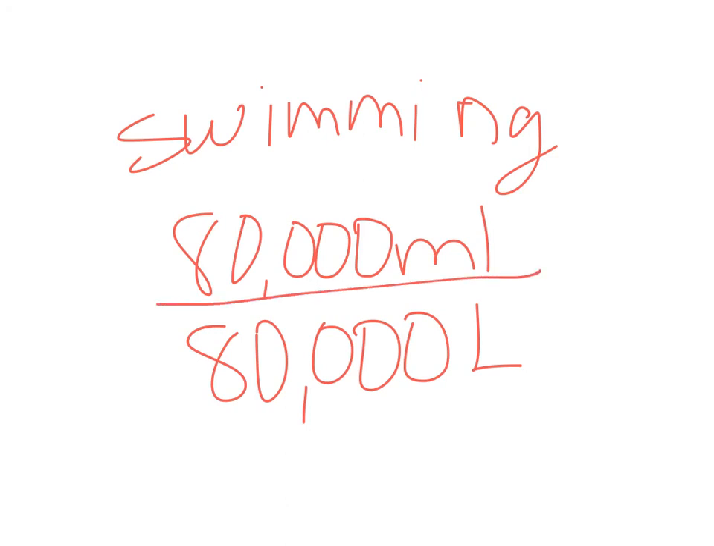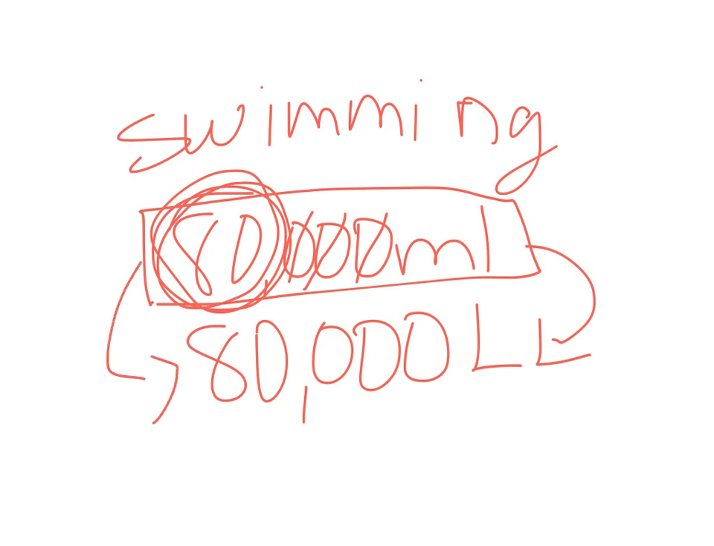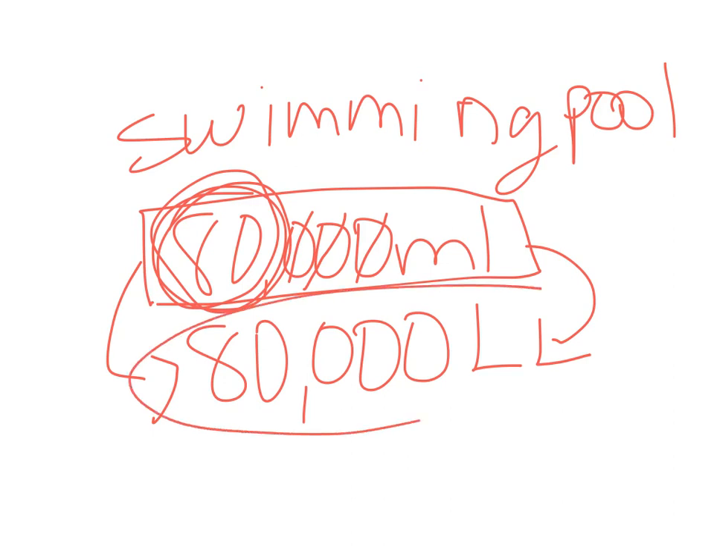If I were to compare these milliliters to liters, I'm going to take these milliliters and divide by 1,000. So if I took 80,000 and divided by 1,000, I would have 80 liters of water. So 80 liters of water or 80,000 liters of water. Which one makes more sense for a swimming pool? Well, I definitely want to swim in 80,000 liters of water instead of just 80.